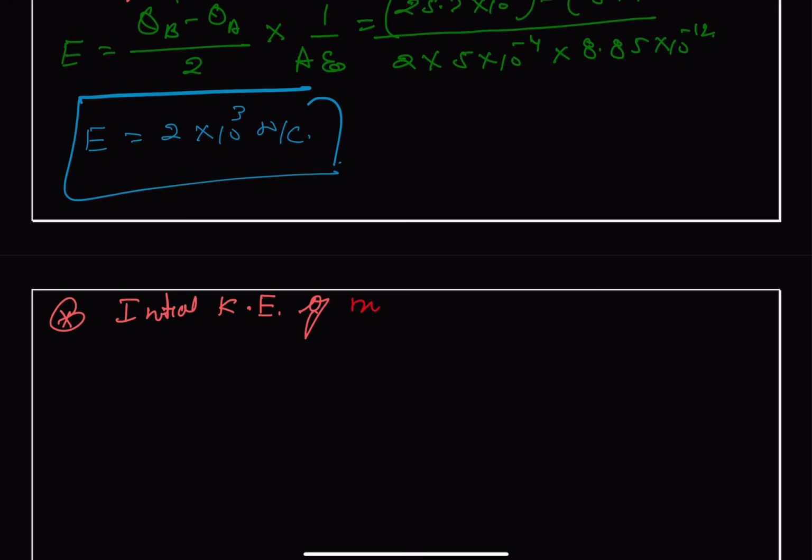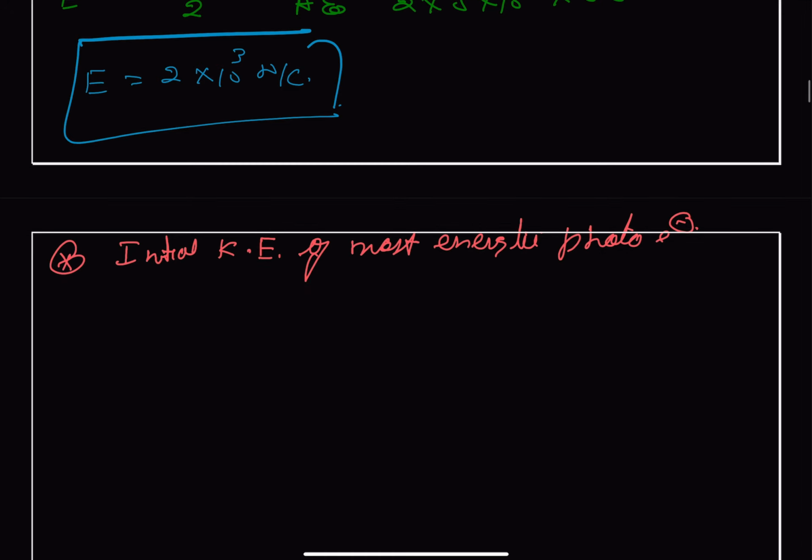Initial kinetic energy of the most energetic photoelectron, and let us call this K initial, Ki, that will be equal to our energy of the photon minus the work function, and this is our 5 minus 2 giving us 3 electron volt.